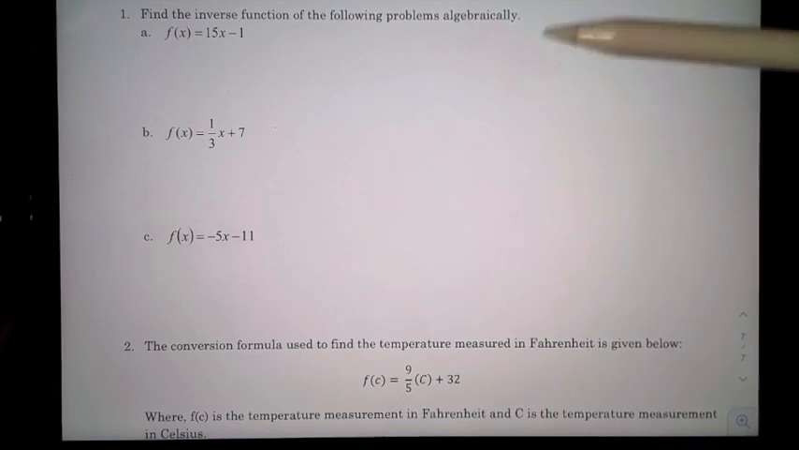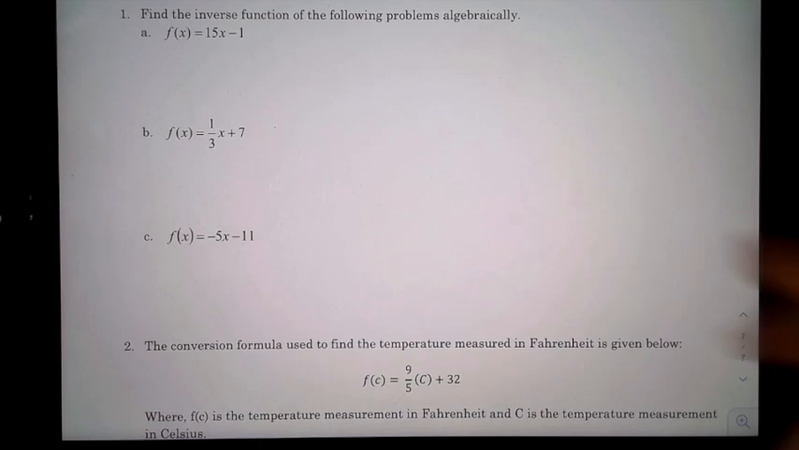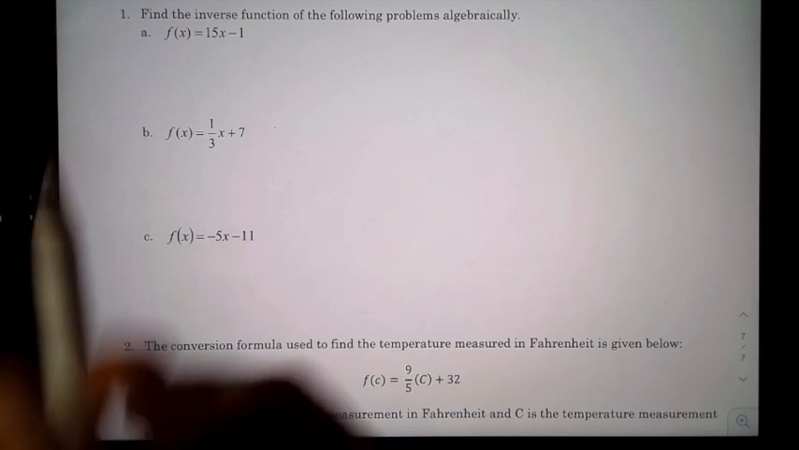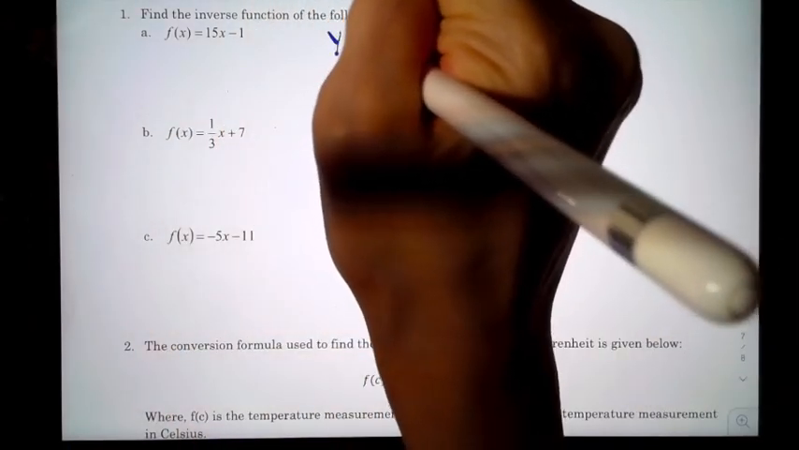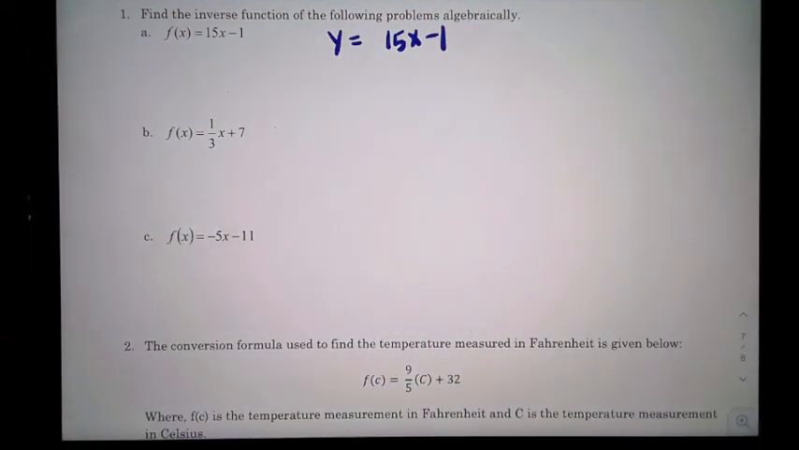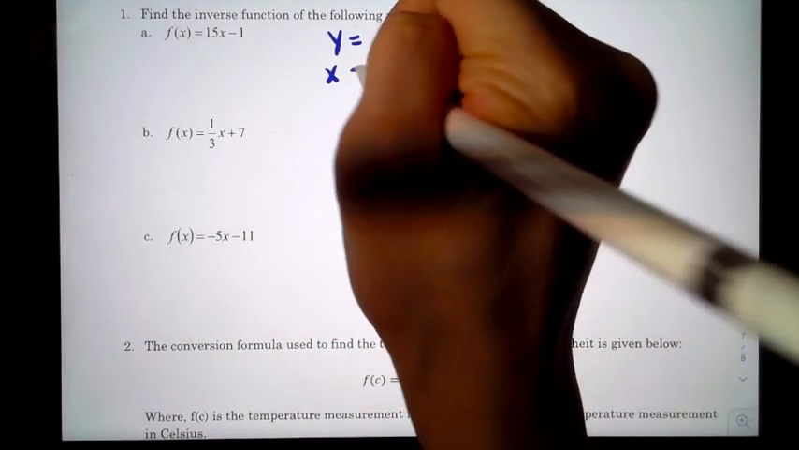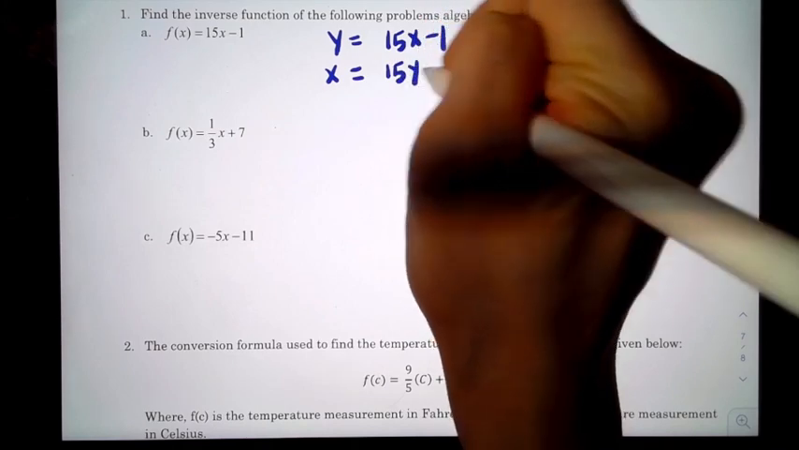Look at this. Find the inverse function of the following problems algebraically. So we need to find the inverse function of that. You have f of x. Then what do we do? First of all, you change it to y. f of x is equal to y. So we can write y equals 15x minus 1. Right? After that, we switch x and y because you want to find the inverse function. So I'm going to do x equals 15y minus 1.